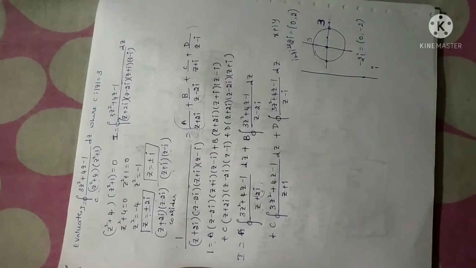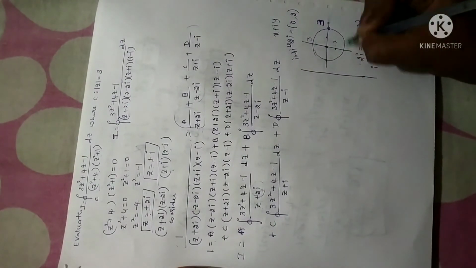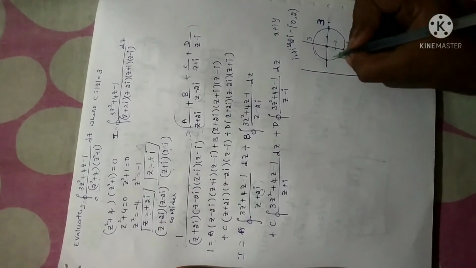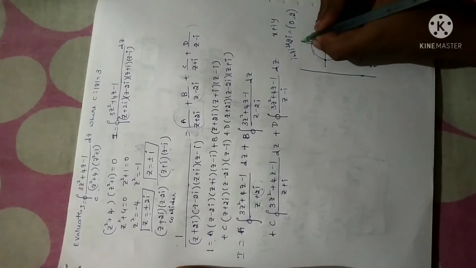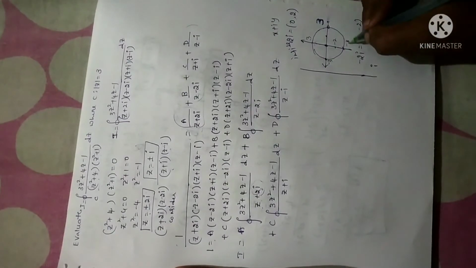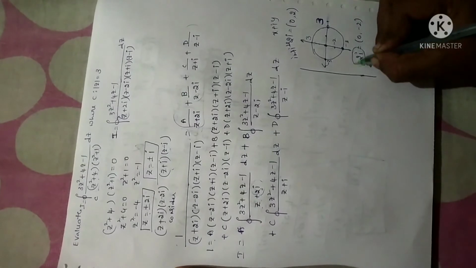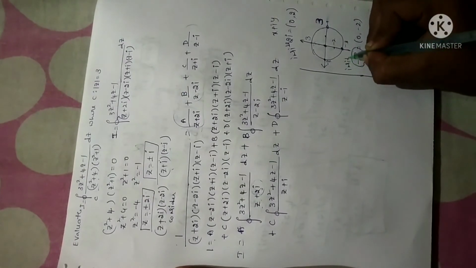So minus 2i, in the sense 0, minus 2, will be somewhere here. Quadrant wise, for minus 3, the y value is negative here, the y value is positive here, and the x value is negative. So minus 3 is somewhere here. So minus 2 will always be inside. So minus 2i is also inside the circle.